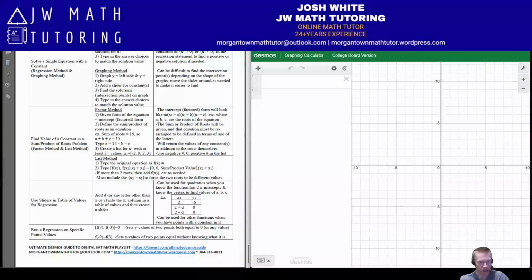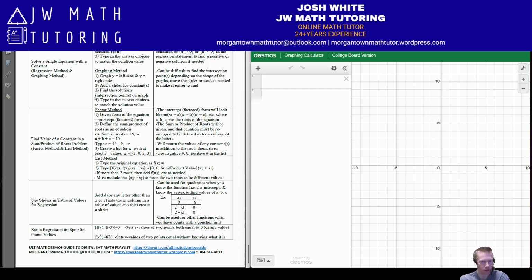The list method is in general much simpler and much faster, quicker, easier to type. The way you're going to work is you're going to take the original equation and you're going to type that as a function, meaning f of x equals, and then basically the full equation. So that means, of course, you do need to get everything equal to 0. Then you're going to type basically a regression statement, and it's going to be a list. It's going to have multiple items in both sides.